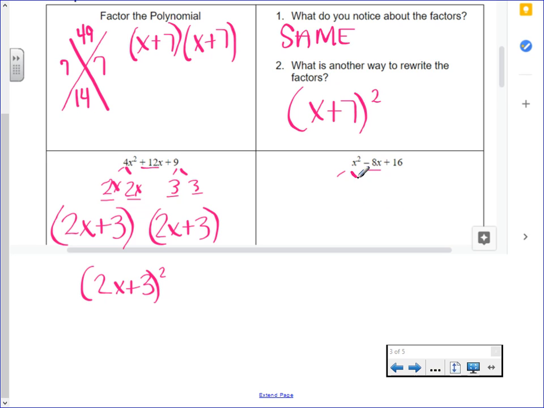X squared is the same thing as x times x. 16 is the same thing as 4 times 4. The difference here is that middle number means you're going to have a negative sign instead of a positive sign. So I would put an x and a minus 4 in the first one, and I do the same thing for the second one.